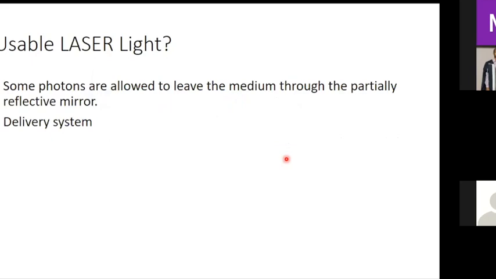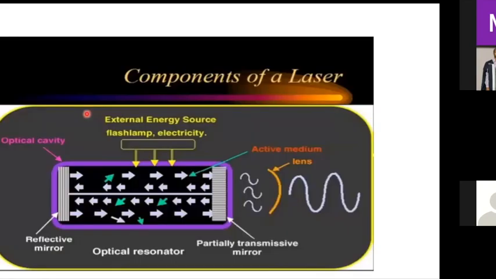So which laser light is usable? Remember, we said this happens in that lasing medium. We haven't spoken about what leaves that medium and how it leaves. So some photons are allowed to leave the medium through the partially reflective mirror. If you remember, I mentioned that there are two mirrors, one on each side. One is fully reflective, and the other one is partially reflective. But they also need a delivery system.